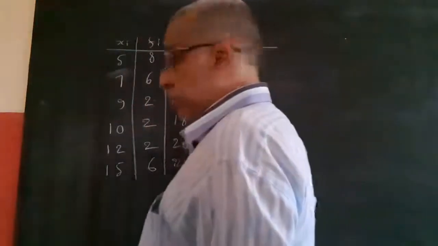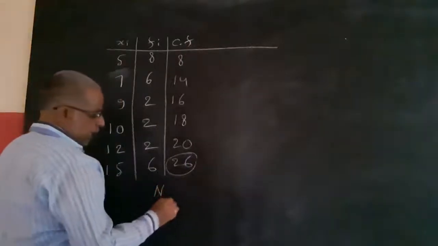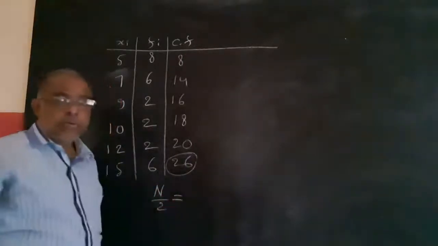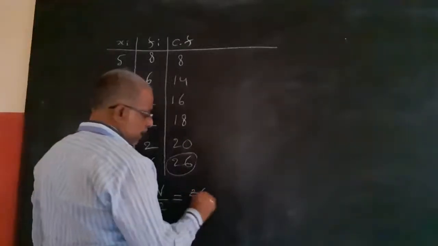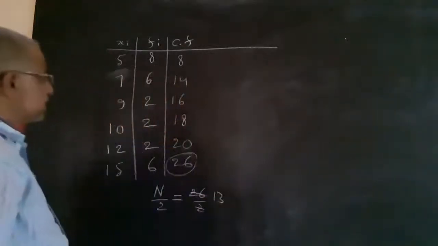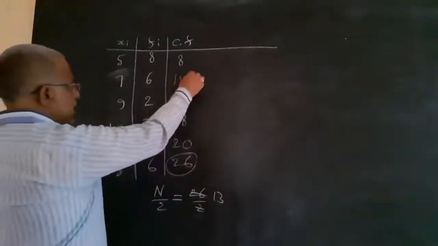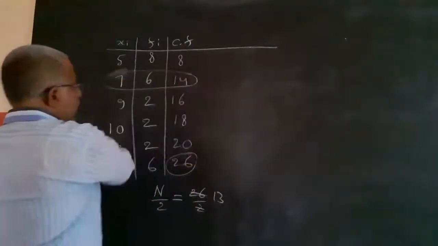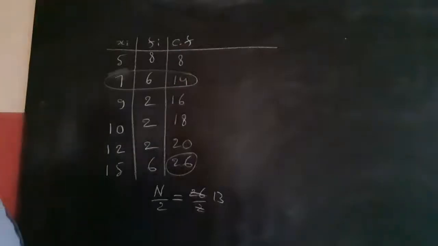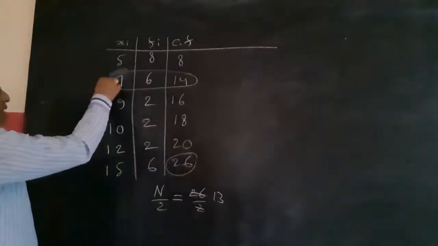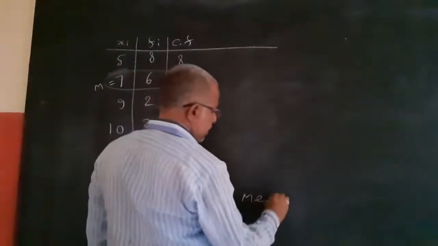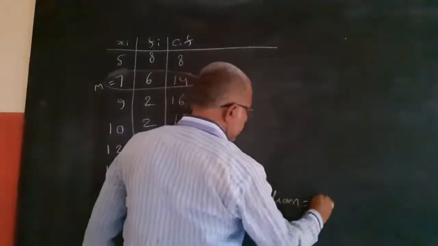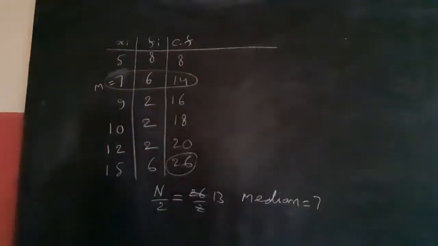Now this is called n. Find n by 2. N by 2 equals 26 by 2 equals 13. So where does the cumulative frequency 13 occur? 13 occurs at this point. So the median is 7. So m is equal to 7. Median equal to 7. This is what we learned in our lower classes about the median.